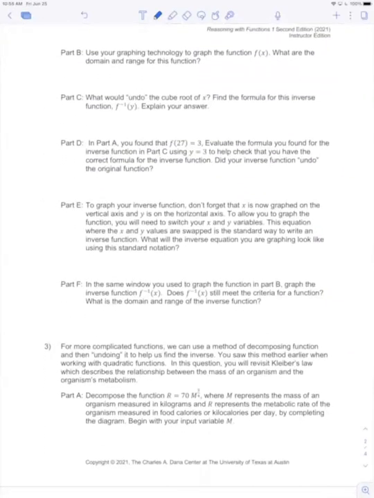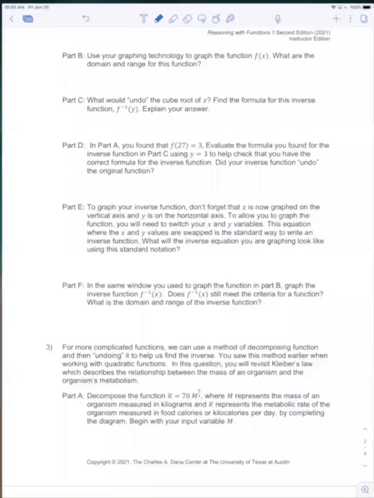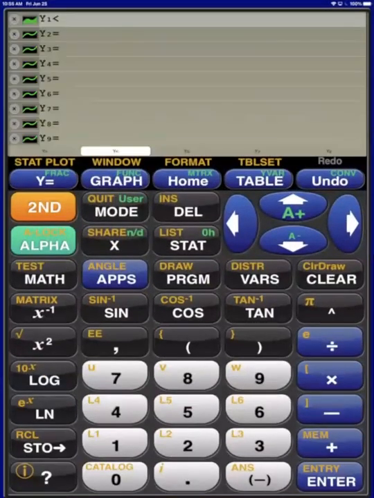Part B, it says, use your graphing technology to graph the function f of x, and what are the domain and range for this function? So if we go over to our calculator, and I'll go to the y equals screen, and we want to graph x to the 1/3. Let's clear that and start again.